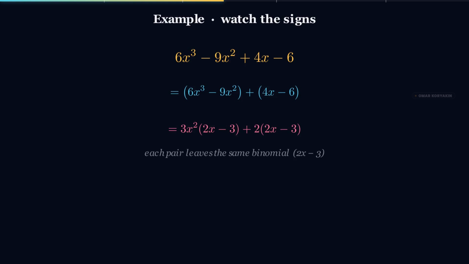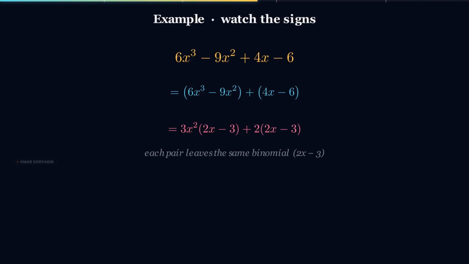The first pair has a common factor of 3x squared. 6x cubed divided by 3x squared is 2x. Negative 9x squared divided by 3x squared is negative 3. So the first pair becomes 3x squared times the binomial 2x minus 3. The second pair has a common factor of 2. 4x divided by 2 is 2x. Negative 6 divided by 2 is negative 3. So the second pair becomes 2 times 2x minus 3.